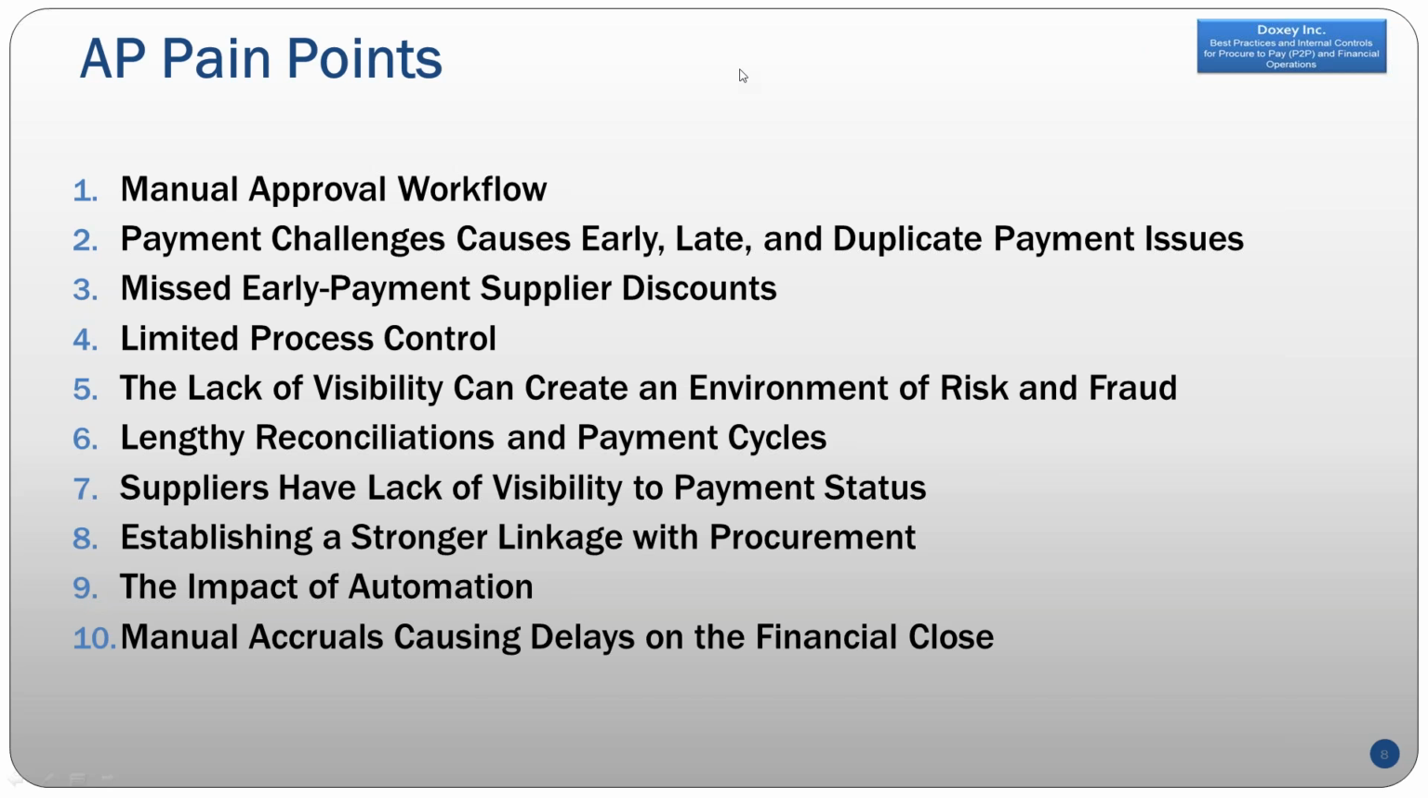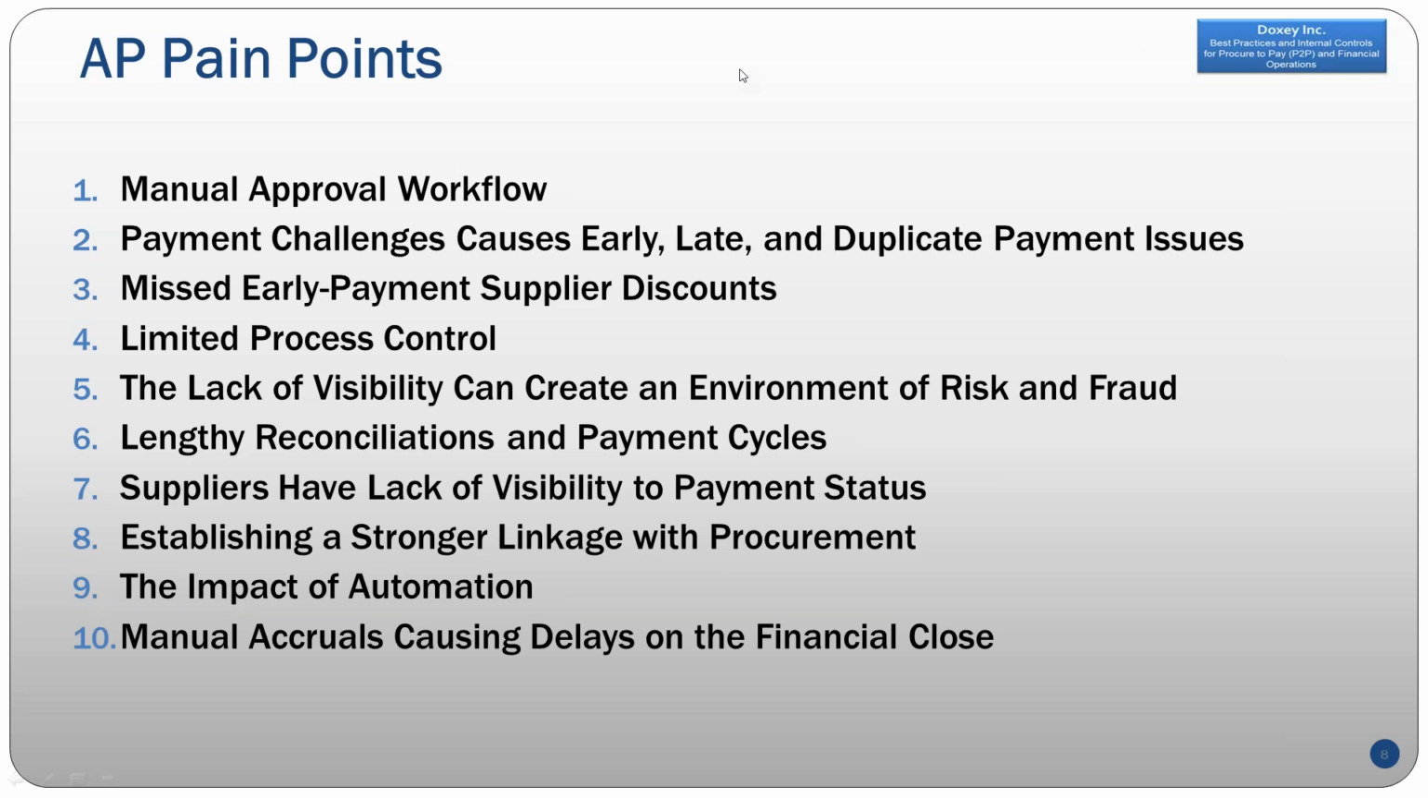Missed early payment supplier discounts. So we're paying them early, but we're not taking a discount. Limited process control. We don't have control of our process. Too many cooks are in the kitchen. It could be a siloed process. Systems are manual and disconnected. It could be a lack of visibility, and that can create an environment of risk and fraud. Lengthy reconciliations and payment cycles.